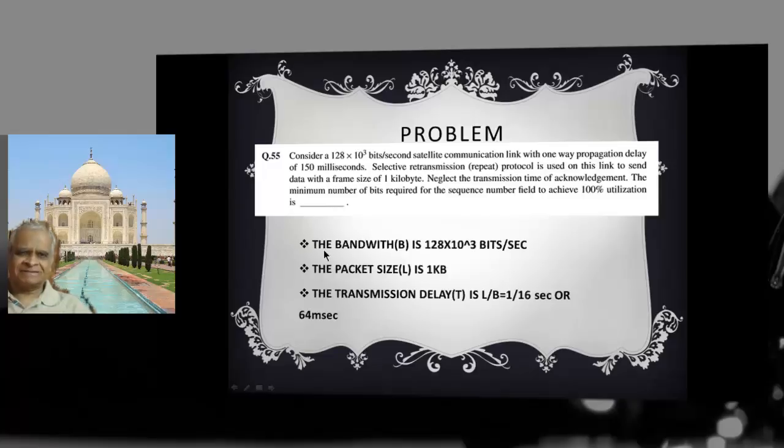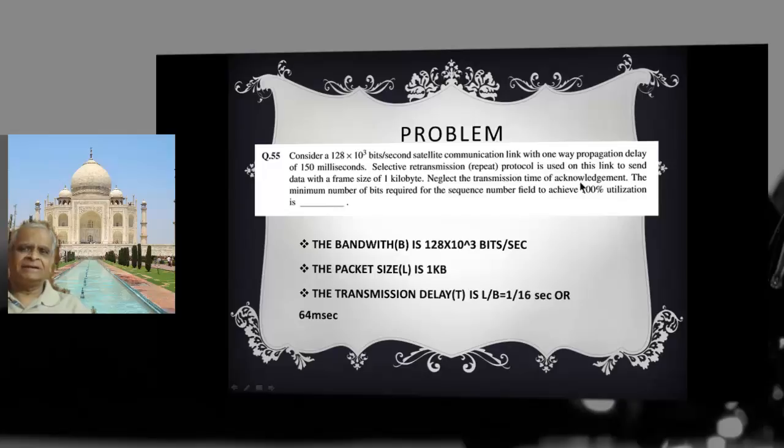It's a fill in the blanks question. Now the bandwidth is 128 into 10 to the power of 3 bits per second. Let's call the bandwidth B. The packet size or the frame size L is 1 kilobyte. 1 kilobyte is going to be 2 to the power of 10 into 2 to the power of 3, or approximately 1000 into 8 bits. If I divide L by B, I'll approximately get 1 by 16 seconds or 64 milliseconds. This is going to be the transmission delay.